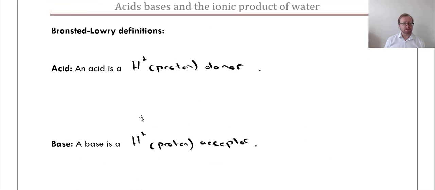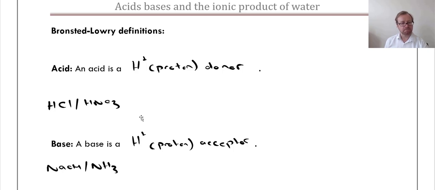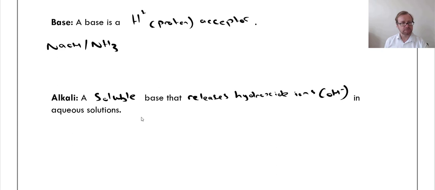And we'll quickly just write some acids. So an example of an acid is HCl, hydrochloric acid, nitric acid. Base, sodium hydroxide, ammonia, and again we've written some bases here. These are also alkalis, sodium hydroxide and ammonia. These are our most common ones for our bases and alkalis. Right, so we'll move on.